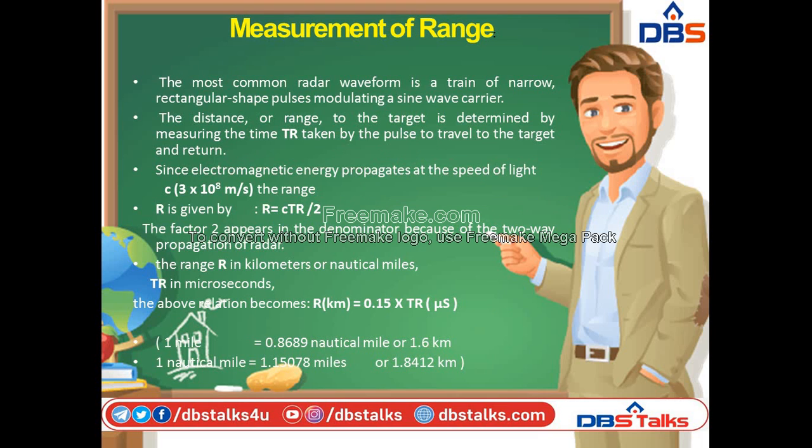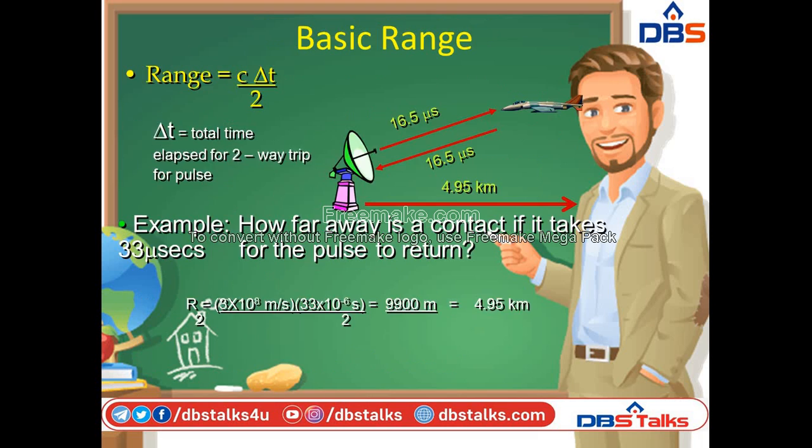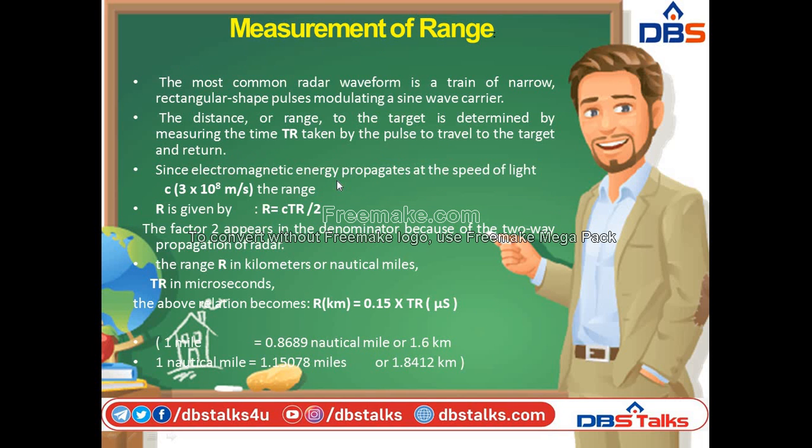The factor 2 appears in the denominator because of the two-way propagation. As I have told you, the transmitter here is transmitting and receiving. Here are two instances, both for transmitting and receiving. We are taking the average.